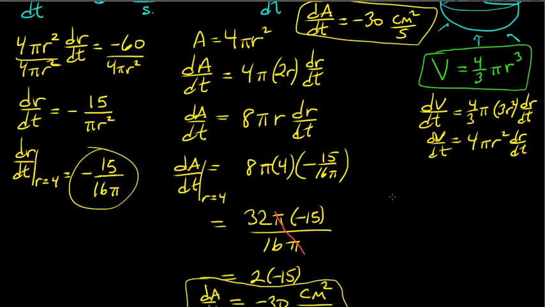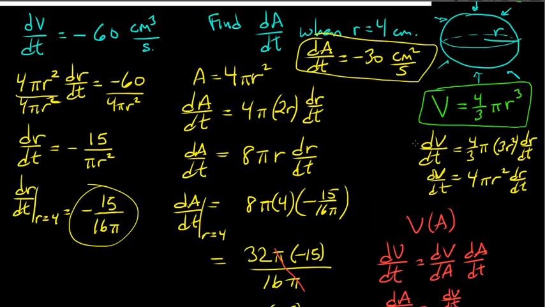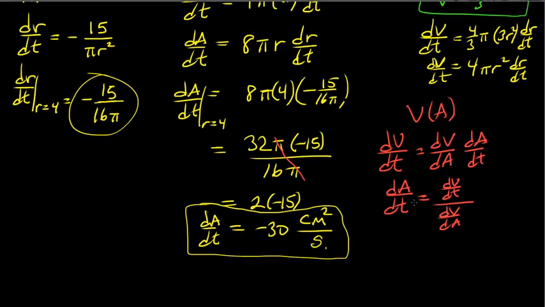In other words, if we had V as a function of A, then the derivative of V with respect to t is the derivative of V with respect to A times the derivative of A with respect to t. And then you can just divide to find the derivative of A with respect to t. So it would be the derivative of V with respect to t, which was given, divided by the derivative of V with respect to A. So that's another way to do it. I'm not going to do it that way as it turns out. But if you want to try it that way, you should get the same answer either way.